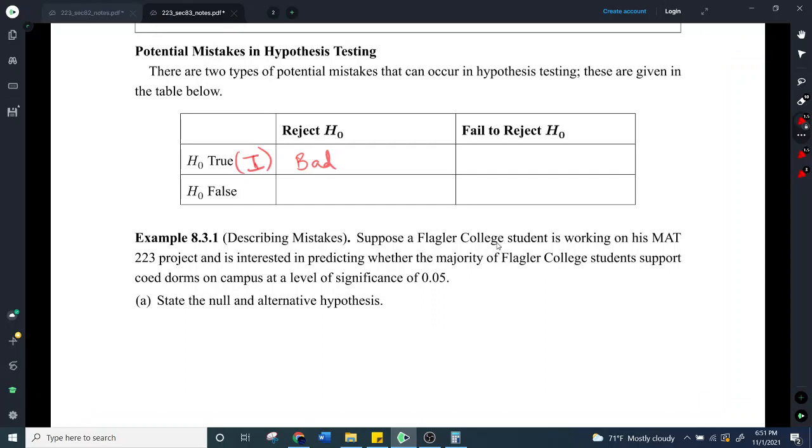If we fail to reject the null hypothesis when the null hypothesis is true, that's good. That's what we would want, right? So if we don't reject the null hypothesis, that means we think the null hypothesis is true and the null hypothesis is actually true, that's a good thing.